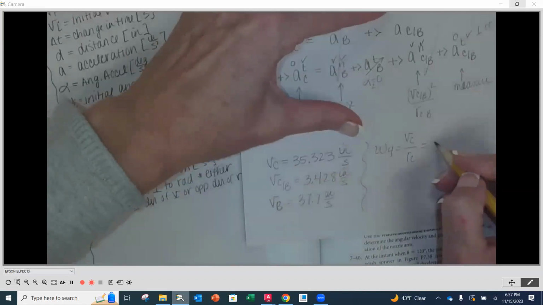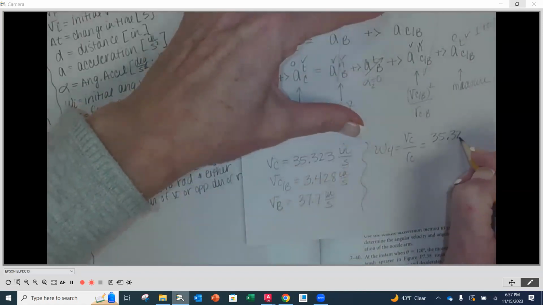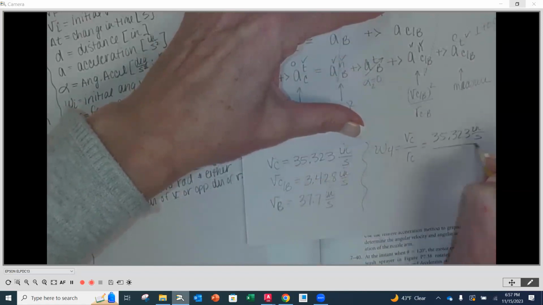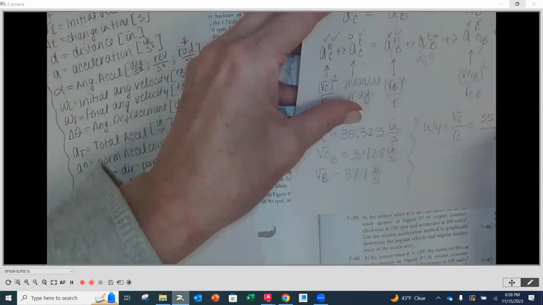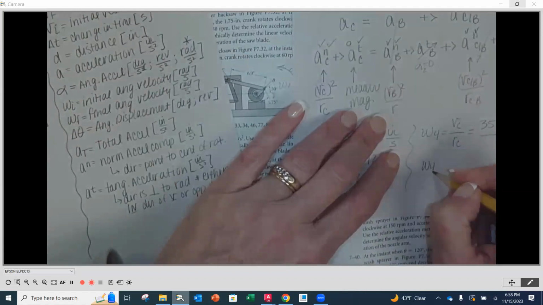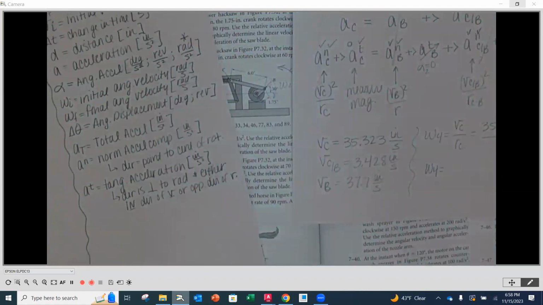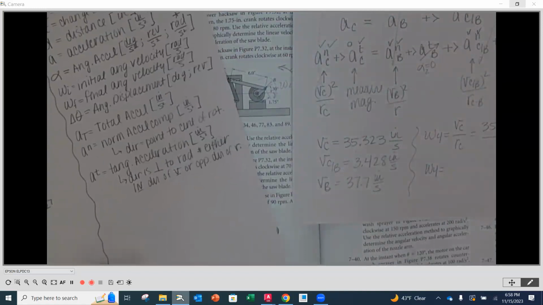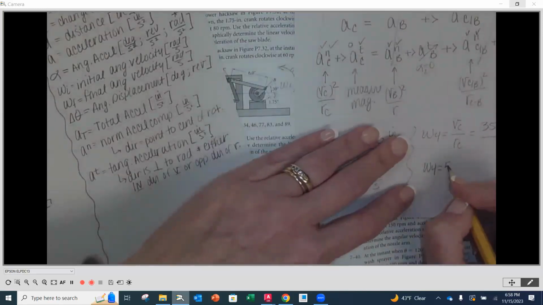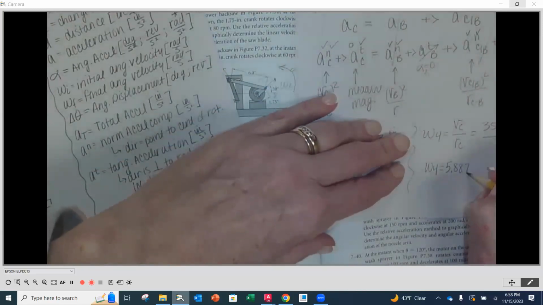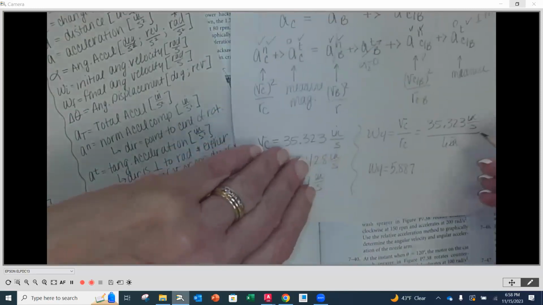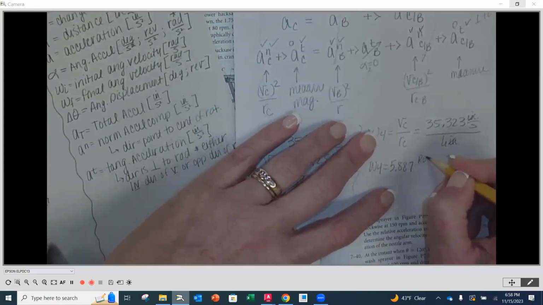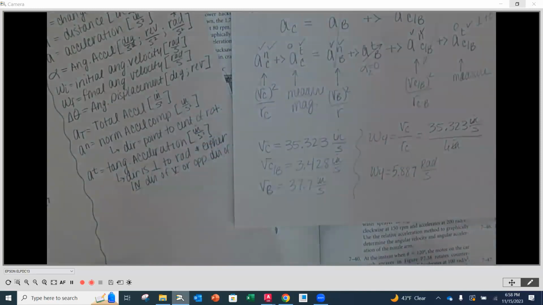So we know VC to be 35.323 inches per second divided by the length of that link, which was 6 inches. Inches cancel out here. Our W4 is 5.887. And what are our units? Radians per second. Exactly. Radians per second.